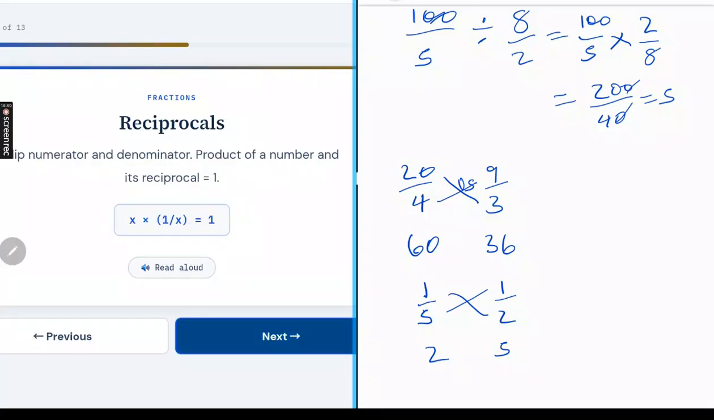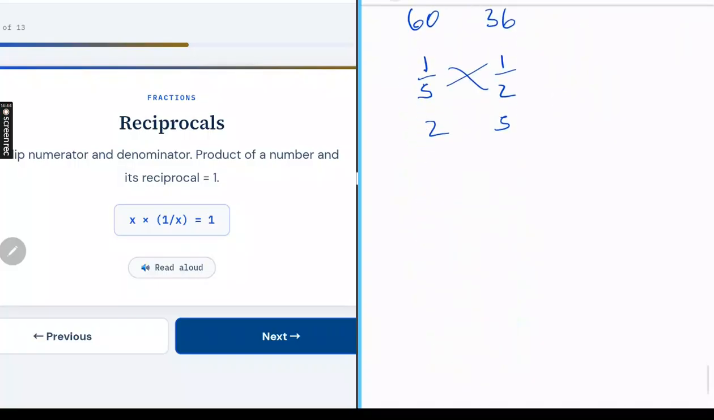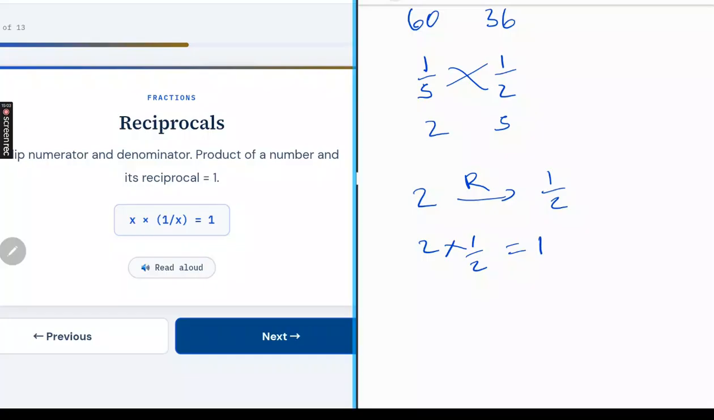Next concept, reciprocal. Reciprocal simply means turning a number upside down. But this concept is also saying that if you multiply a number and its reciprocal, it will give you 1. For instance, the reciprocal of 2 is 1 over 2, but then 2 times 1 over 2 equals 1. That's all it's saying.